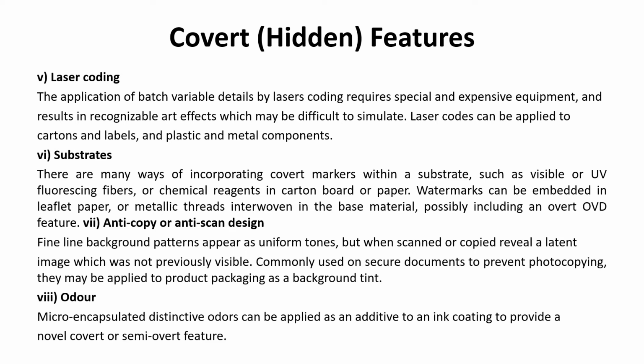Then substrate. There are many ways of incorporating covert markers with a substrate, such as visible or UV fluorescent fibers or chemical reagents in a carton board or paper. Watermarks can be embedded in a leaflet paper, or metallic threads interwoven in the base material, possibly including an overt OVD feature. Another may be the anti-copy or anti-scan design, and odors. What are odors? They are micro-encapsulated distinctive odors which can be applied as an adhesive or in an ink coating to provide a novel covert or semi-overt feature.